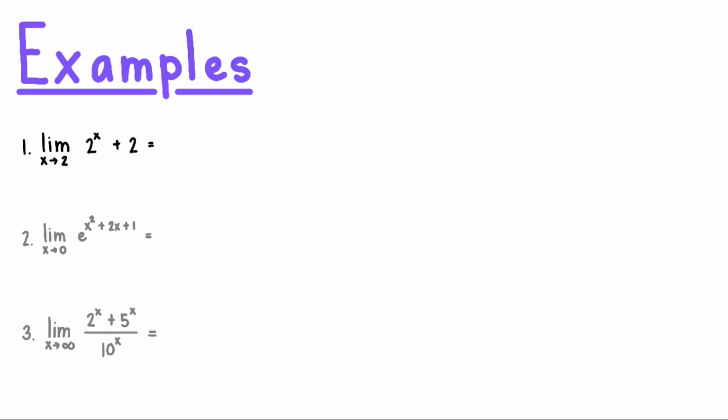We have here the limit as x approaches 2 of 2 raised to x plus 2. So in here, again, take note that 2 raised to x plus 2 out here is continuous everywhere, since 2 is just constant. So it isn't dependent on x, so it is continuous everywhere. And then 2 raised to x out here is exponential.